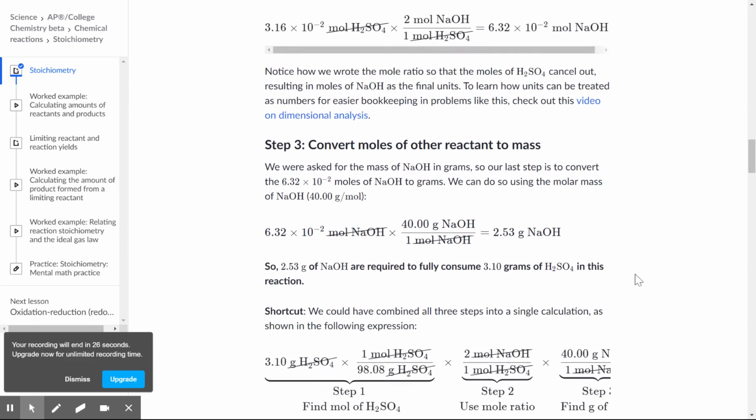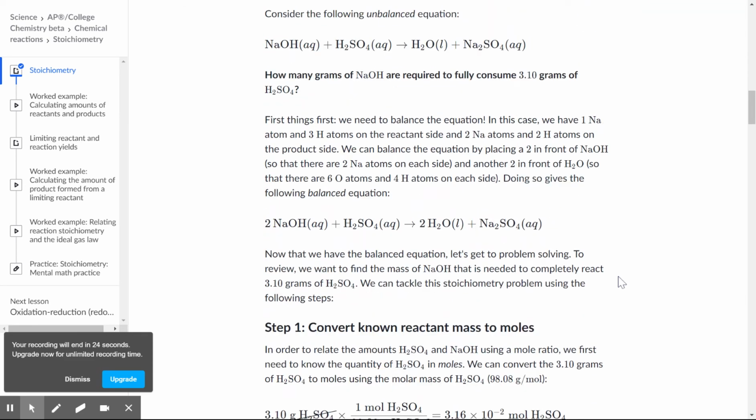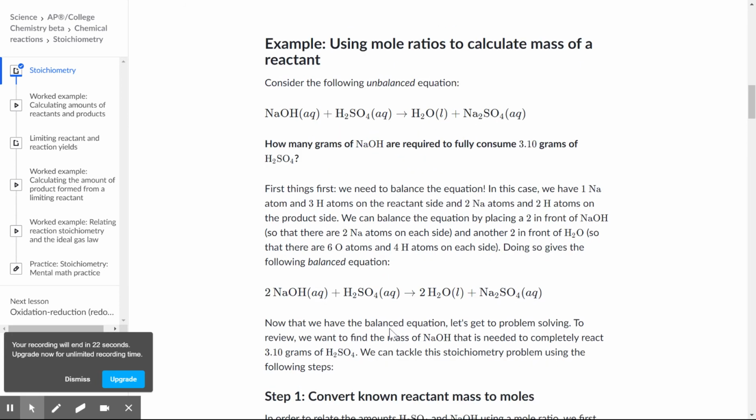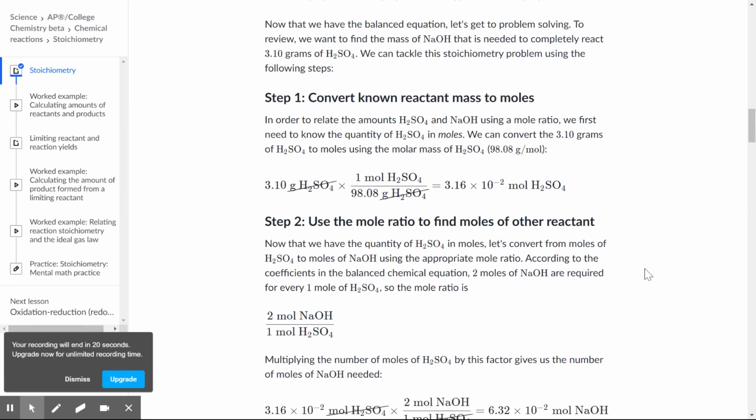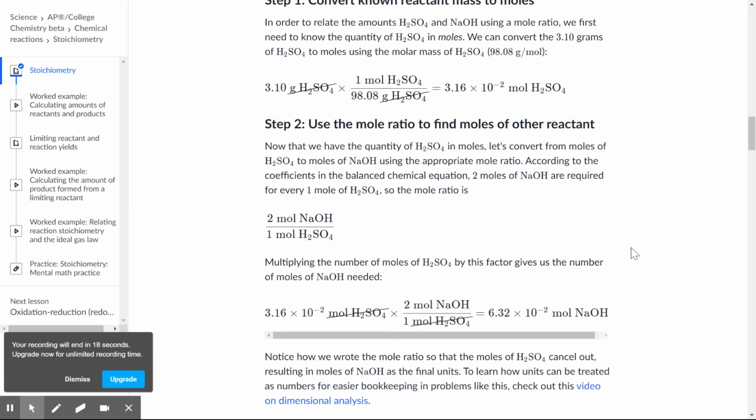And this is essentially stoichiometry. We're going to balance the equation, use the molar mass to figure out the weight of each of the reactants, and that's how you know how much you need to have a fully reacted reaction. So all the reactants are used.